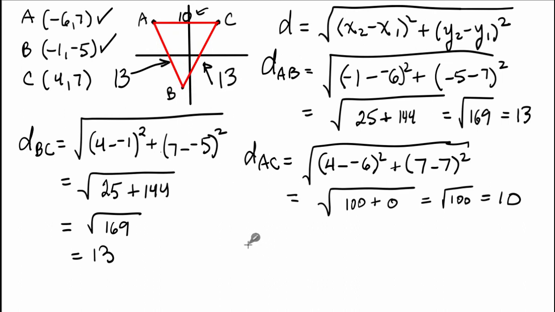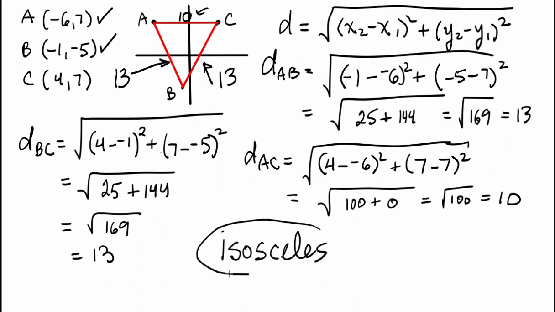AB and BC have the same length. AC has a different length, therefore the type of triangle is isosceles.